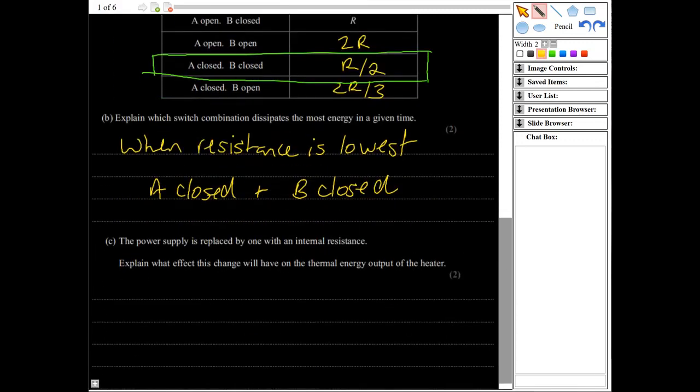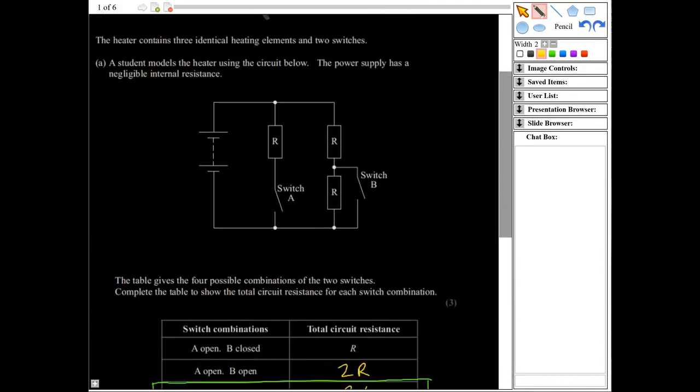It says the power supply is replaced by one with an internal resistance. Explain what effect this change would have on the thermal energy output of the heater. Okay, so if there's an internal resistance, what that's saying is effectively there's an extra resistance in here. So our battery would be all of that there. You wouldn't actually notice that resistance, but it's an internal resistance. It's part of the resistance of the battery.